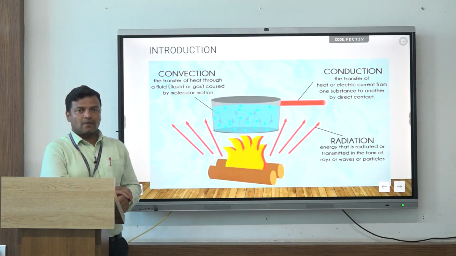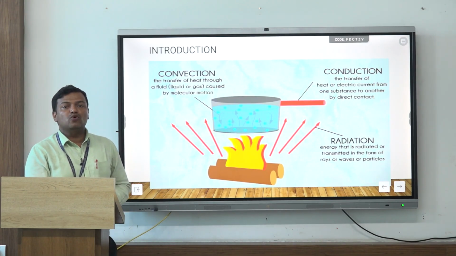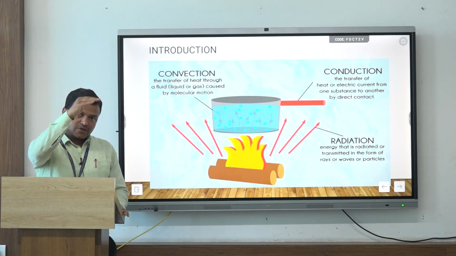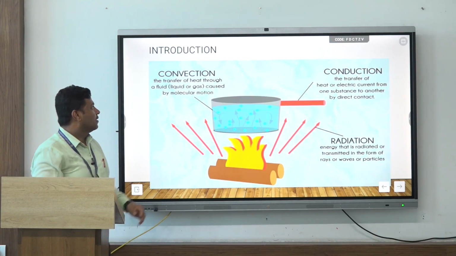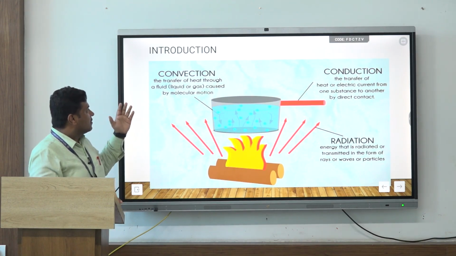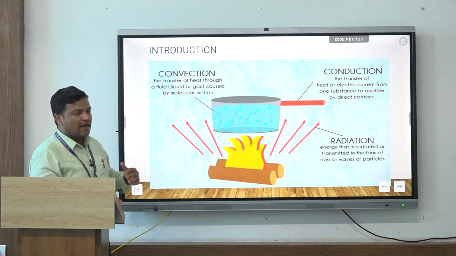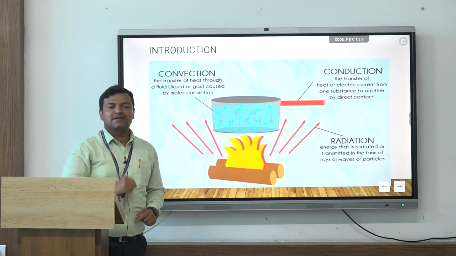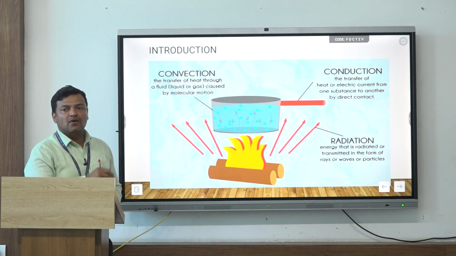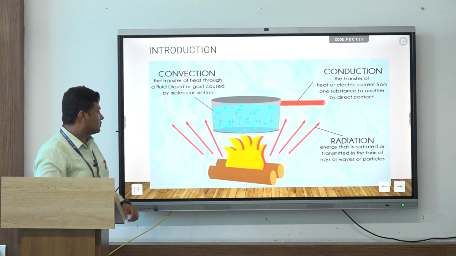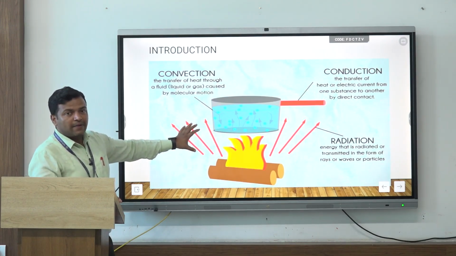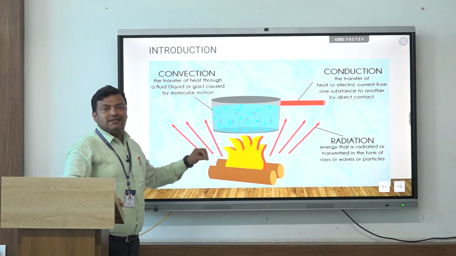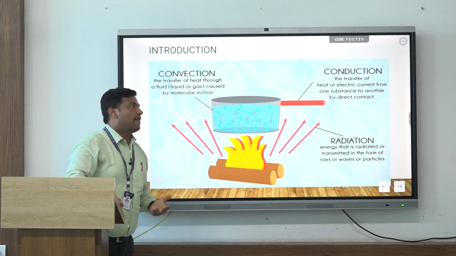Introduction. There are three modes of heat transfer. Heat transfer is the transfer of heat from higher temperature to lower temperature. The three modes are called convection, conduction and radiation. We will see them one by one: when we can say this is conduction, when we can say this is convection, and when we can say this is radiation. Here one small example is given. By seeing this example, you will understand how these three modes of transfer happen.